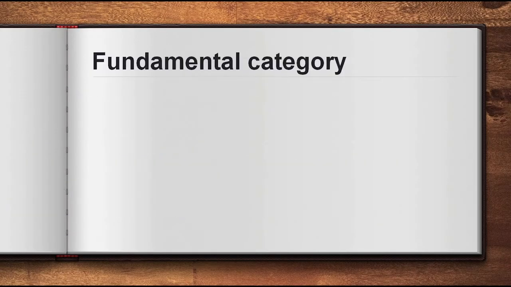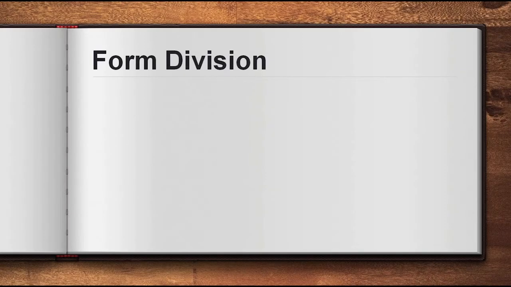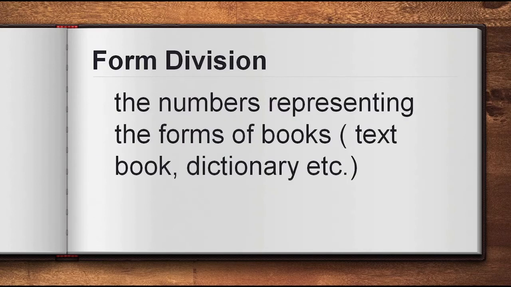Fundamental category. The totality of the facets having a very broad or pervasive common characteristic forms a category. A category is a highly generalized division of knowledge. Form division. There are different forms of books such as textbooks, handbooks, manuals, etc. We use numbers to denote such forms. The numbers representing the forms of books are called form division.